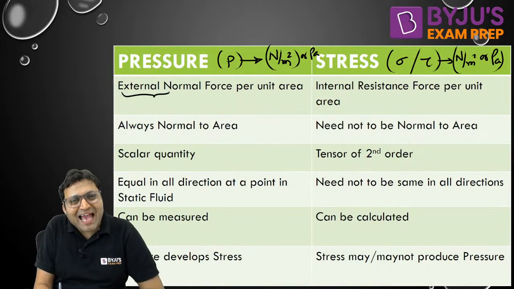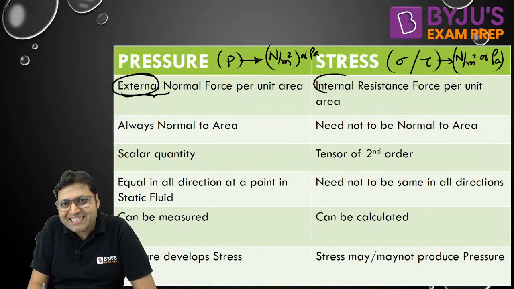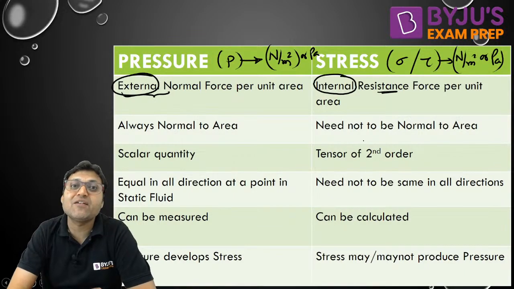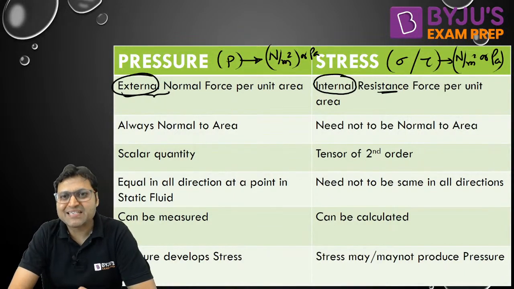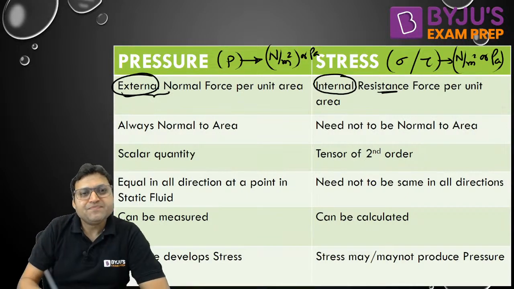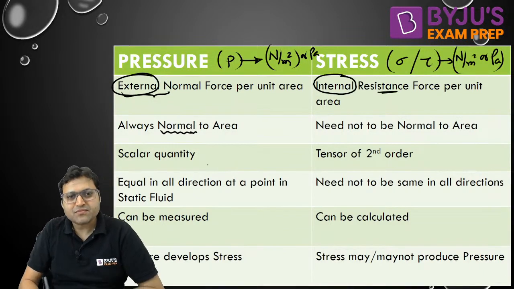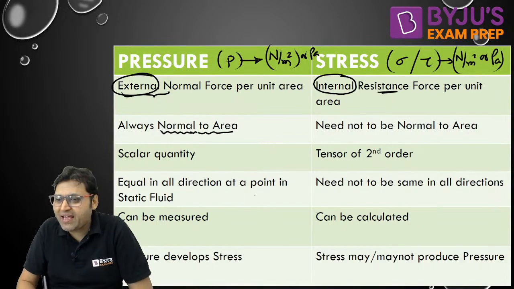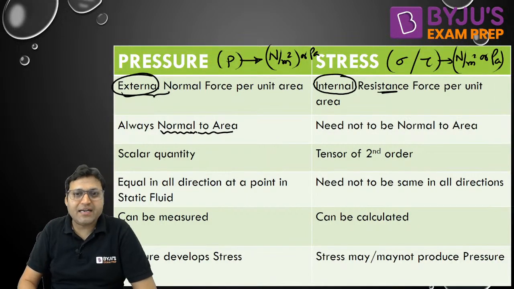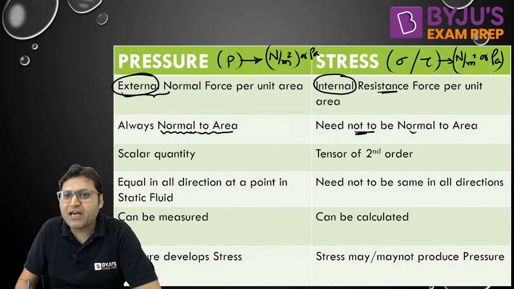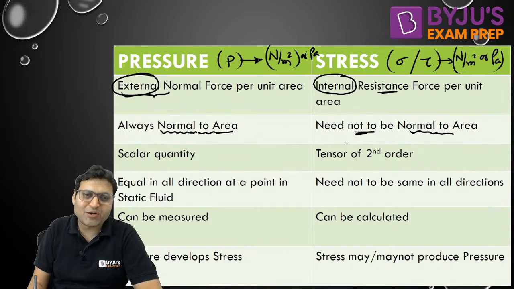First of all, pressure is the external force per unit area. Pressure is an external force, whereas stress is internal resistance force. That is the basic difference. Pressure is external force per unit area, whereas stress is internal force per unit area. The second difference is pressure is developed when the force is always normal to the area. The force must always be normal to the area. That is how the pressure is developed. But in case of stress, it need not be normal to the area.